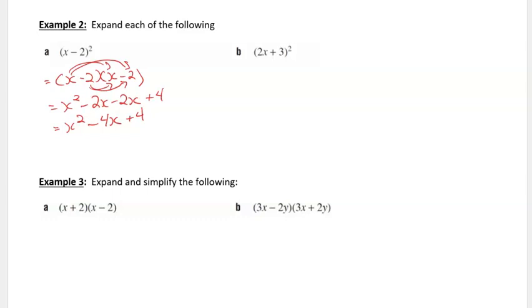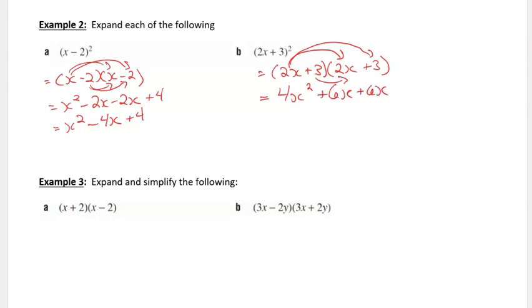2x plus 3, the whole thing in brackets squared, is the same as 2x plus 3 times 2x plus 3. Same deal. 2x times 2x is 4x squared. 2x times 3 is positive 6x. 3 times 2x is plus 6x, and then 3 times 3 is plus 9, which gives us the end result, 4x squared plus 12x plus 9. Couldn't be simpler, could it?